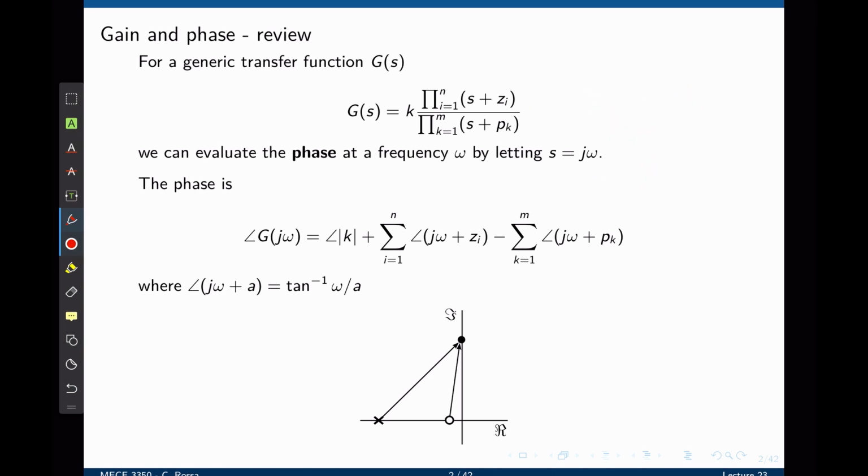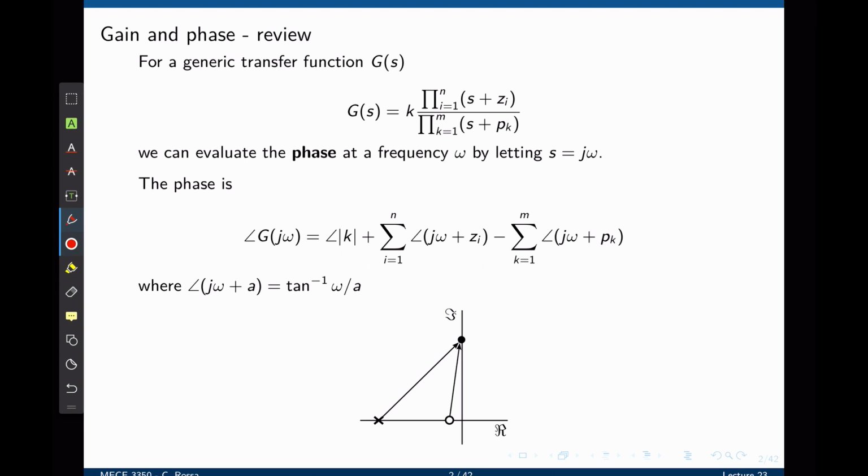To evaluate the phase of the transfer function, we can take a similar approach. This is well described in Cauchy's argument principle, defined in an earlier lecture. The phase of the transfer function is simply the phase of all zeros, or each individual zero, added together, minus the phase of each individual pole added together. And of course, plus the phase of a constant gain, which is always zero.